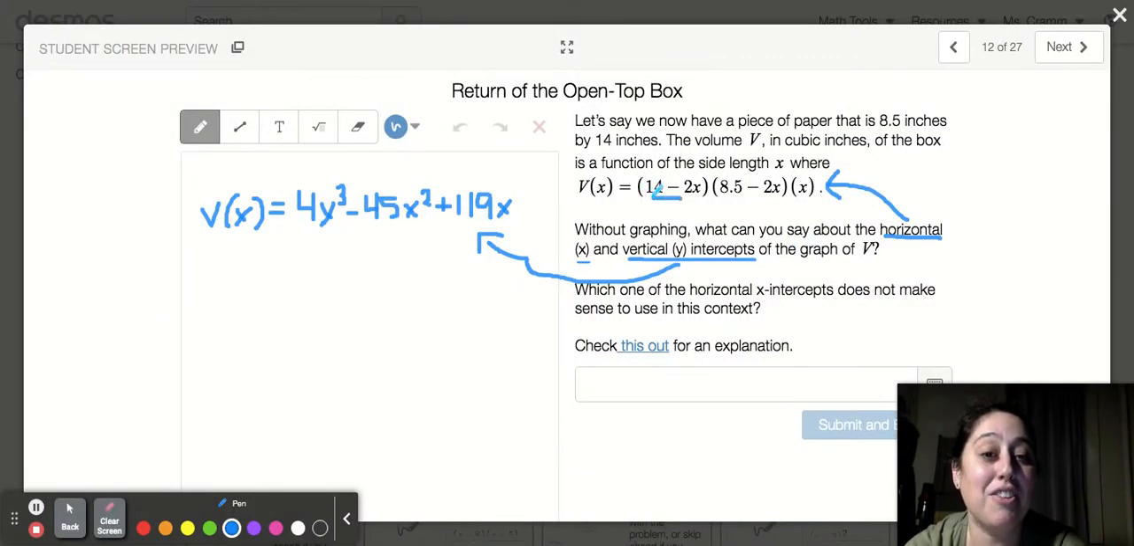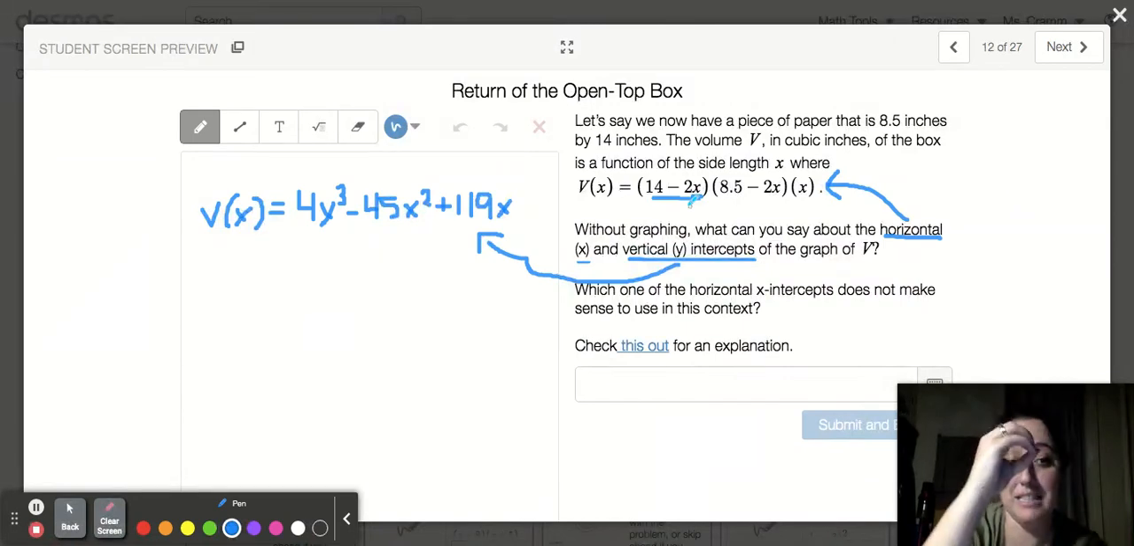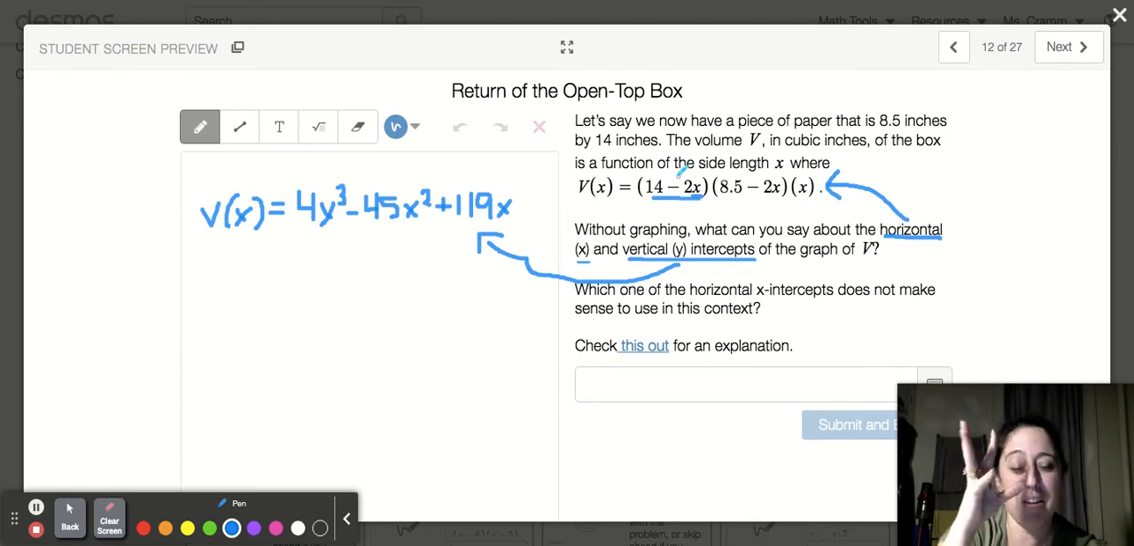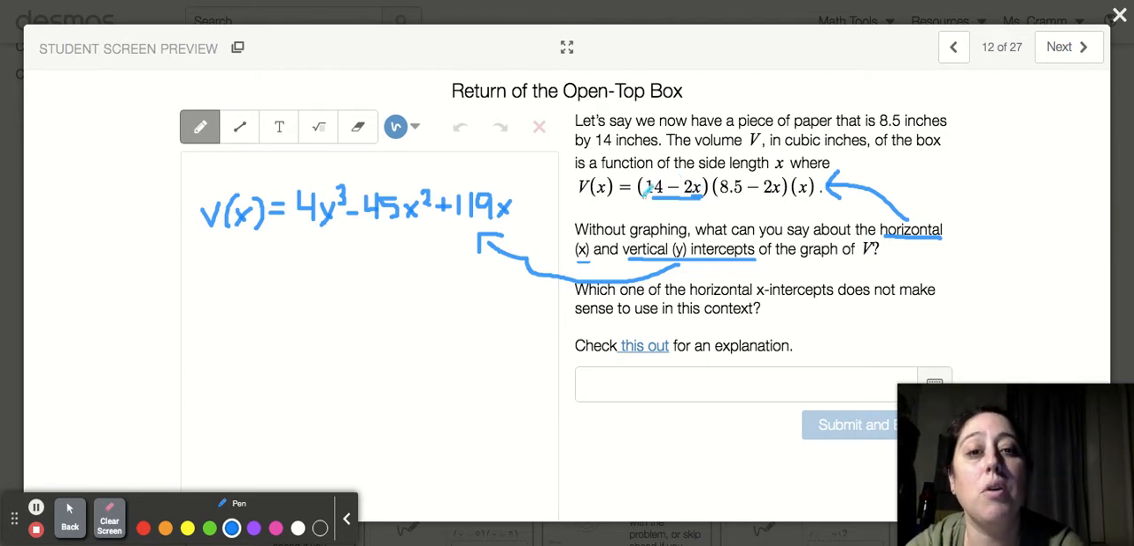So I'm looking at each factor and asking myself, hey, what would x have to be to make this entire factor 0? All right, so let's see. Remember, I want the entire factor to be 0 in order to get my x-intercepts. So 14 minus 14 would give me 0. So 2 times 7 would give me 14. So one of the x-intercepts would be a positive 7. Because when I replace it right here, 2 times 7 is 14, and 14 minus 14 is 0.